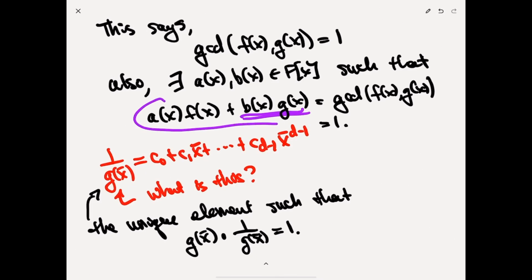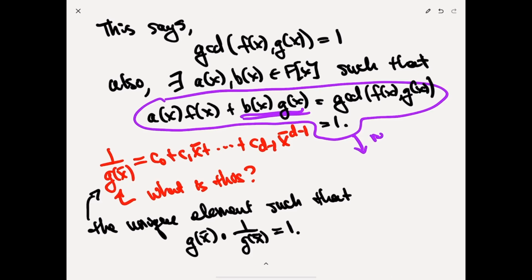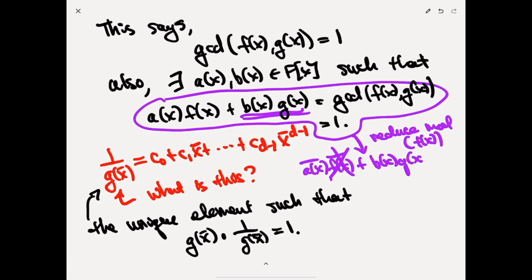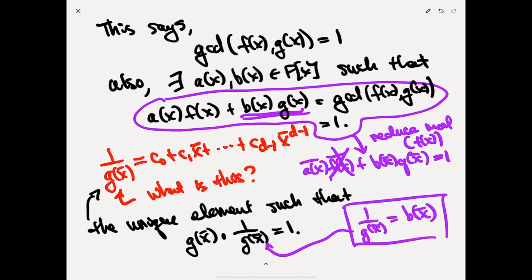So let's look at this equation. If we just reduce this equation mod the ideal generated by f of x, we have a of x f of x, which is 0, plus b of x g of x bar, and this is equal to 1. So in particular, 1 over g of x bar is b of x bar. So we just need to compute what this b of x is, and we have an algorithm for doing that. That follows from the Euclidean algorithm.